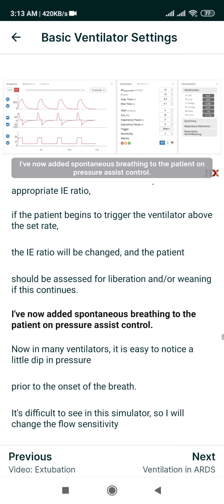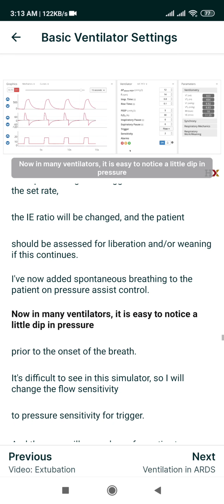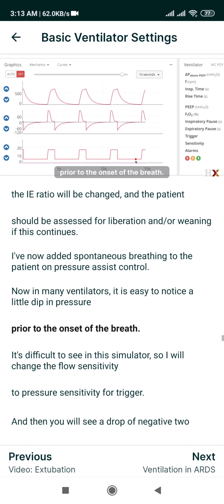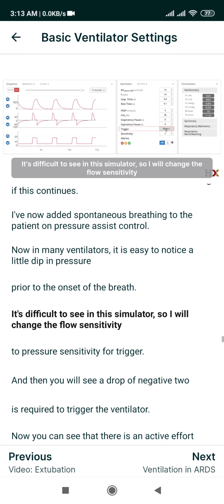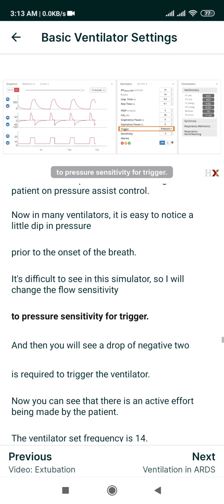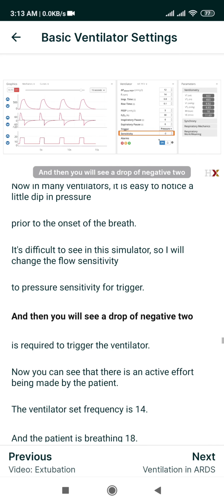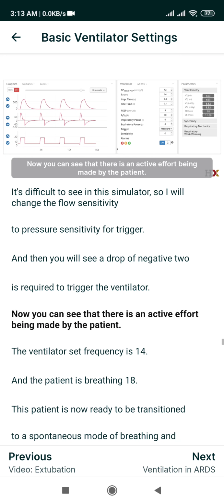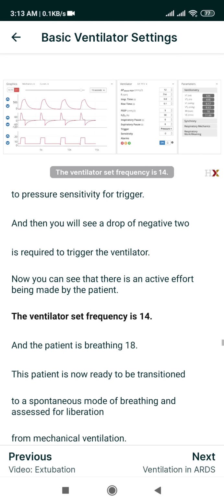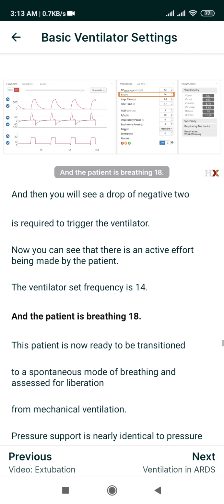I've now added spontaneous breathing to the patient on pressure assist control. Now, on many ventilators, it is easy to notice a little dip in pressure prior to the onset of the breath. It's difficult to see in this simulator, so I will change the flow sensitivity to pressure sensitivity for trigger, and then you will see a drop of -2 is required to trigger the ventilator. Now you can see that there is an active effort being made by the patient. The ventilator set frequency is 14. And the patient is breathing 18.